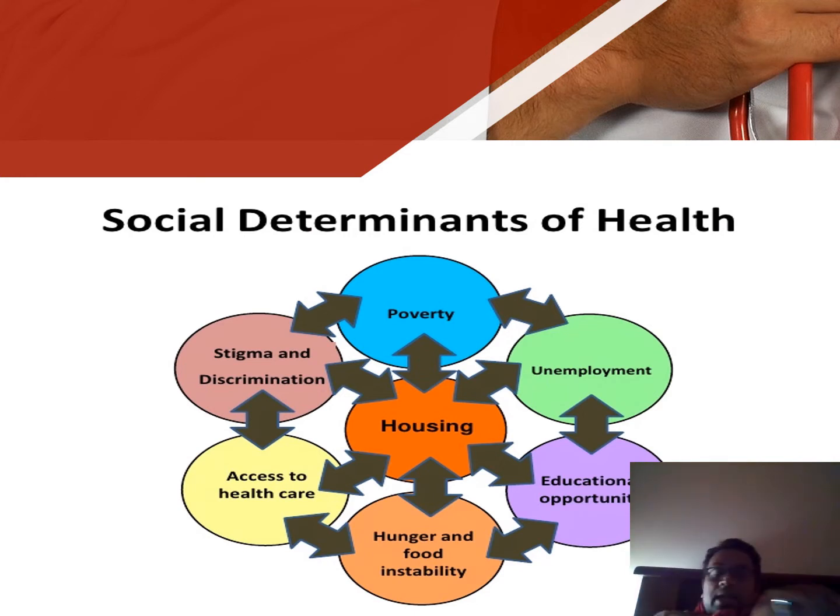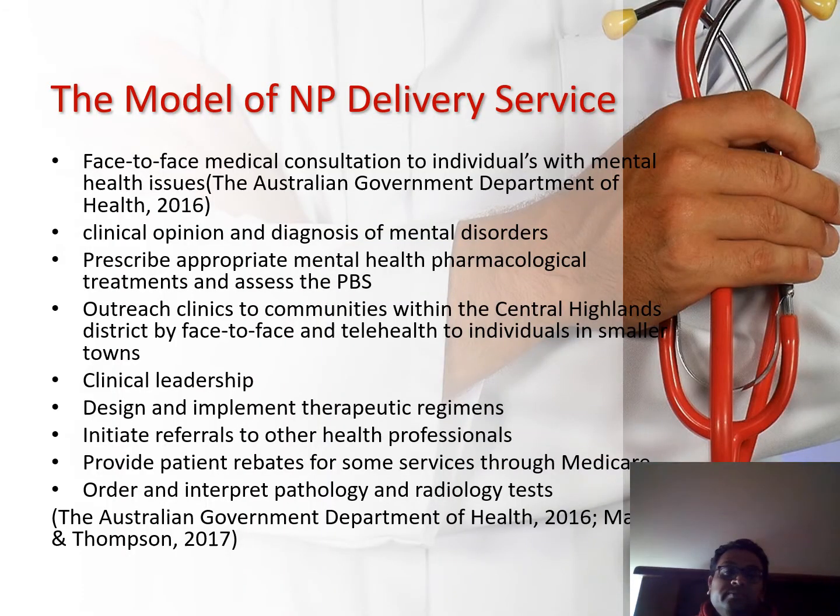Now we'll just glance through the social determinants of health: poverty, unemployment, housing, education, opportunity, hunger and food instability, access to healthcare, stigma, and discrimination. These are all correlated social determinants of health as well, and because of this, there are big issues in the mental health service.